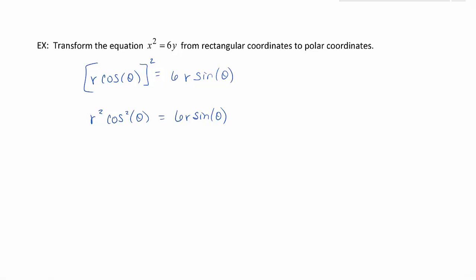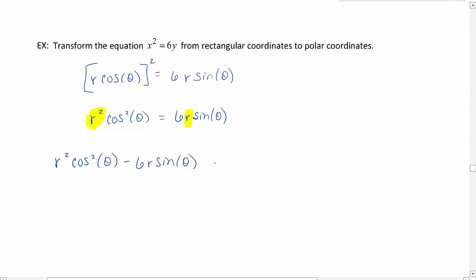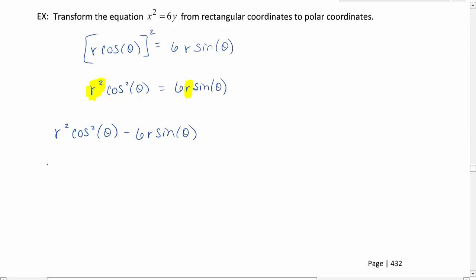r is the variable we're solving for, so really that's all we're looking at. And we have r squared and r to the first. This is quadratic in form. So let's get all of our terms on one side and try to factor it. r squared times cosine squared minus 6r sine of theta. We have a common factor of r that can be factored out, leaving us with r times the quantity r cosine squared minus 6 sine, and these are equal to 0.